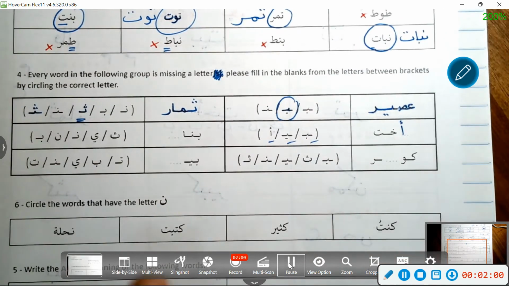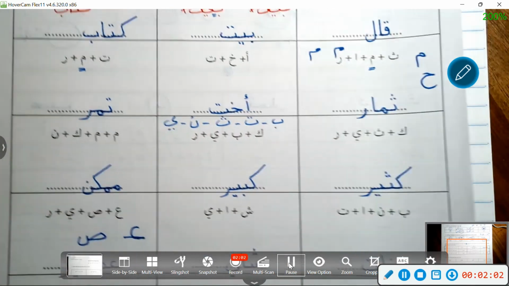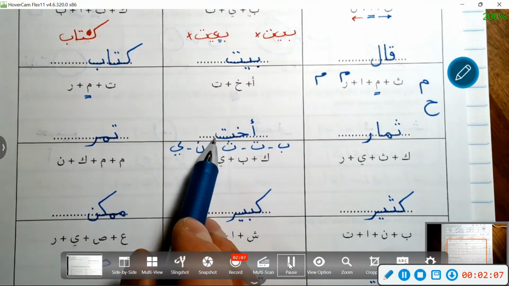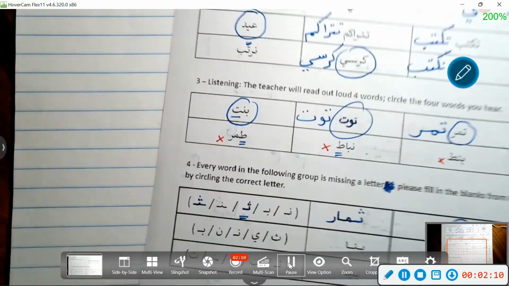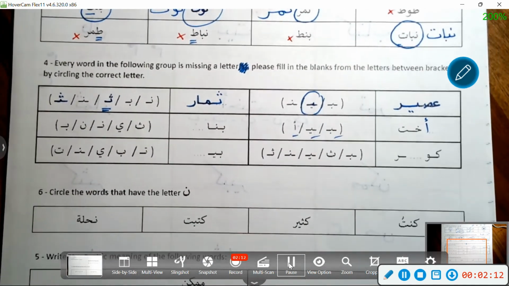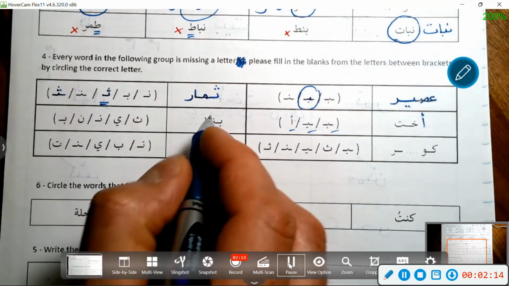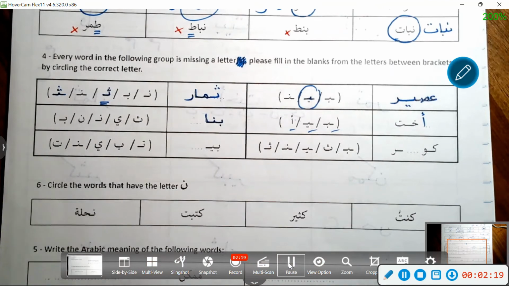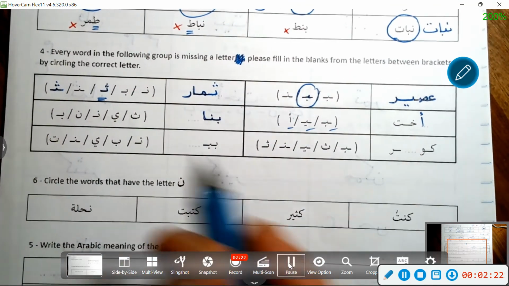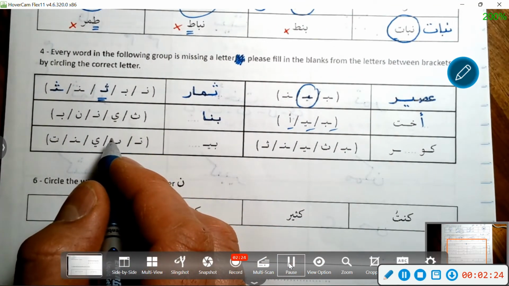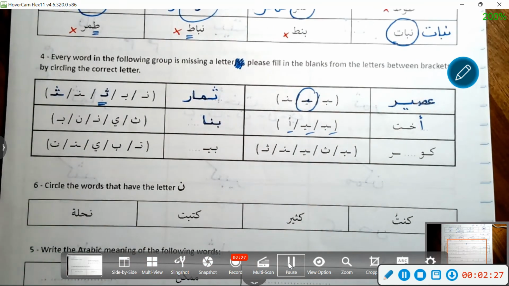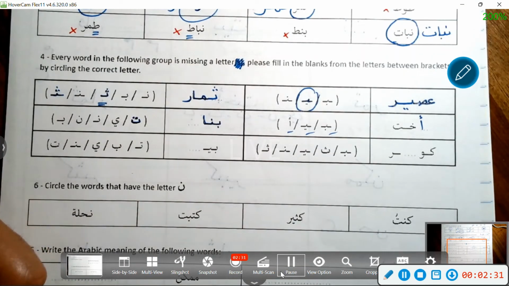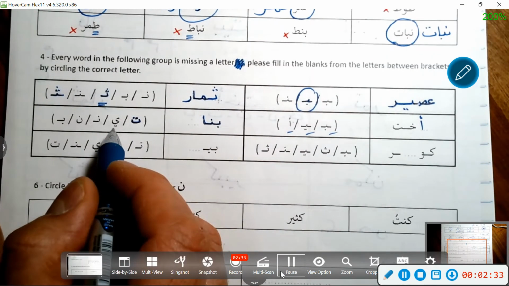This is ukhut. And if we go back to the first question, we have ukhut here. Let's go back. Banat. We have ba, noon. And let's try it. Maybe if you forgot that it's banat. Let's try. Can we say banath? We can't say banath. Can we say banai? We can't say banai.